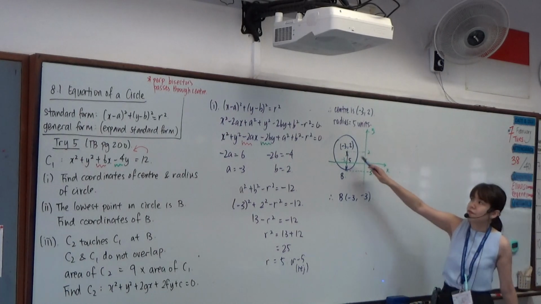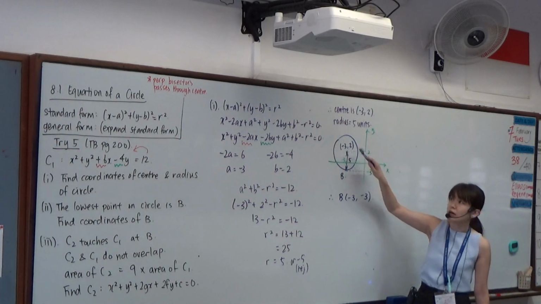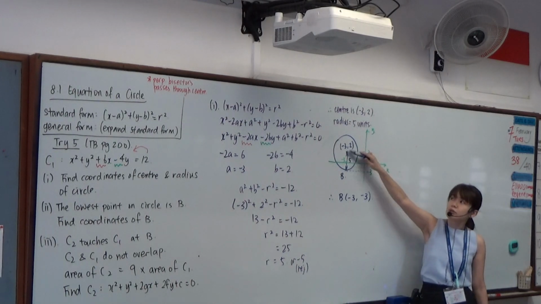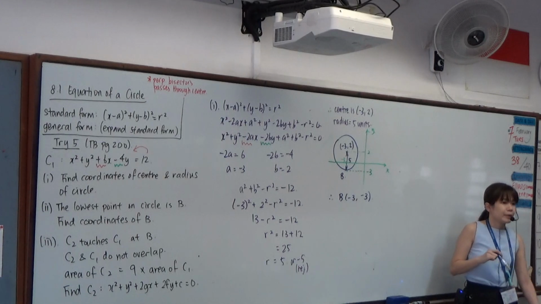So it will be helpful for you to understand how to break out this coordinate: x coordinate negative 3, y coordinate negative 3. Alright?